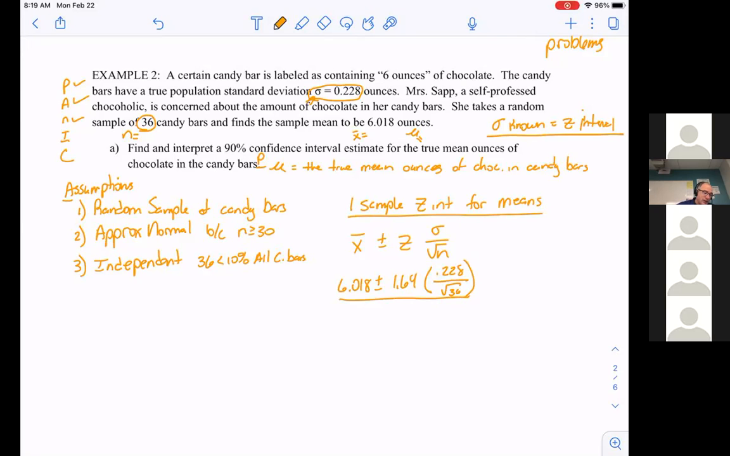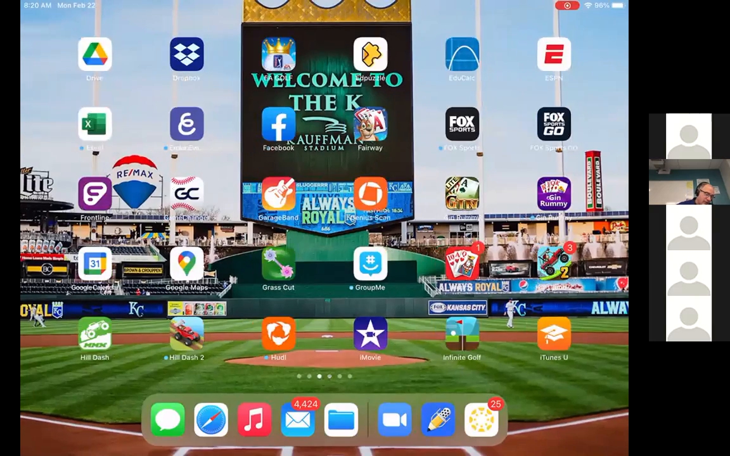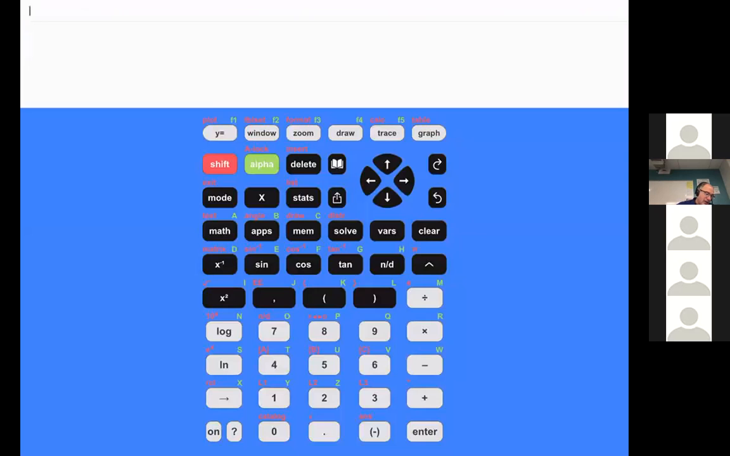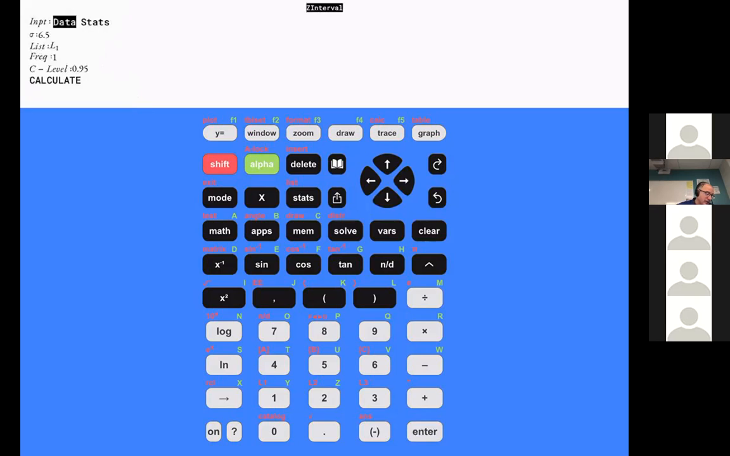All right, so that means that we need to find this interval. I'm going to jump out of my calculator and grab my calculator. We're going to go to stat, over to tests, and scroll down to where it says Z interval. I know there's some two sample stuff in there, but the Z interval is what I need. So we're going to select Z interval.